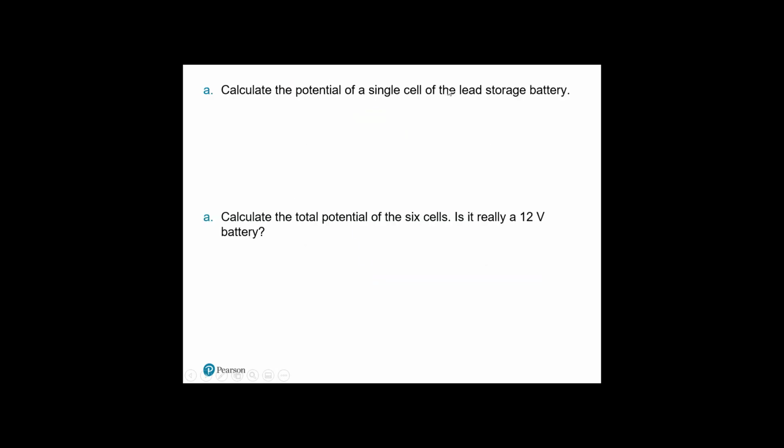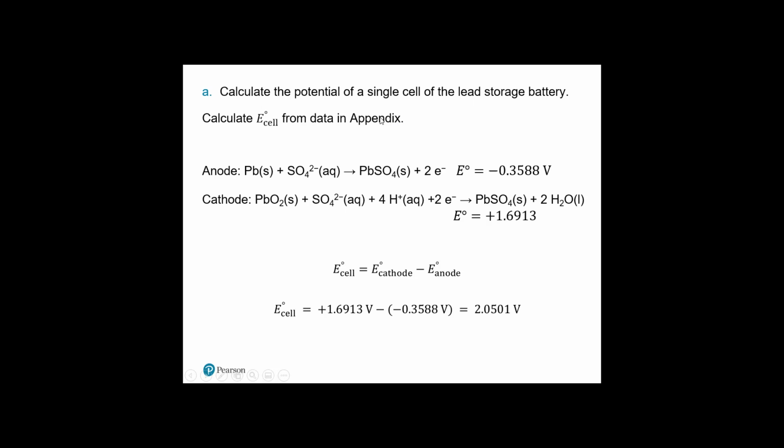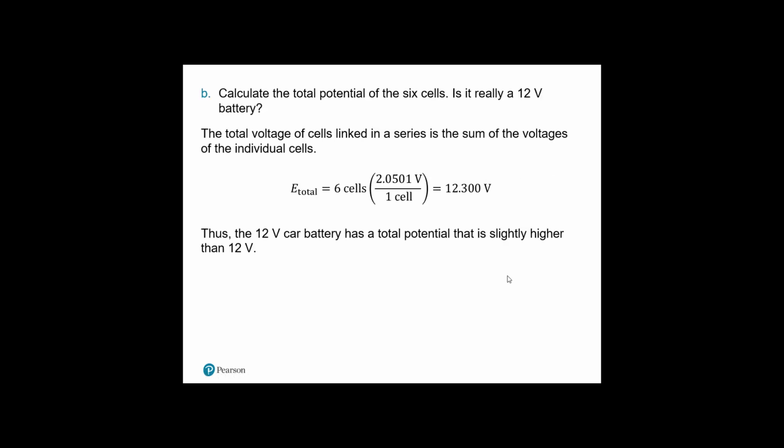Okay, so calculate the potential of a single cell. We know that these have 6 lead storage cells. What if we want to know 1? We can pull our information from the appendix. We have our information for the anode and for the cathode, and of course we can set this up, and it gives us the cell potential for a single cell of 2.0501 volts.